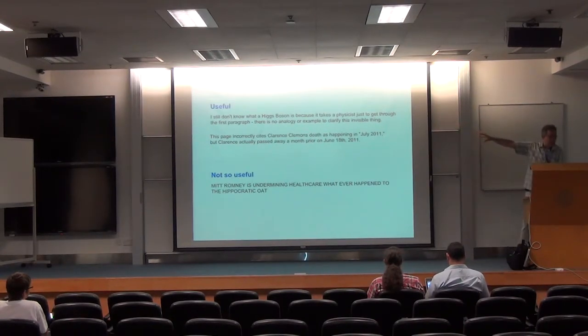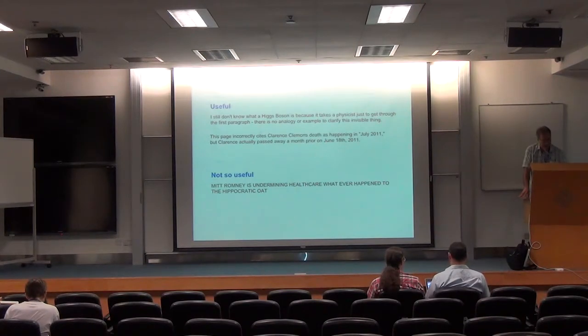Here are some useful comments. Where someone, for example, expresses concerns about the Higgs boson. They think that the article is too abstract and it's hard to understand. Well, that's actually a valid comment. Or some specific fact that's missing about the Clarence-Clarence death. There are other comments that are not so useful, like political comments and things like that. And then we'll give you some statistics a little bit later in the presentation as to what the ratio is between useful and not useful.